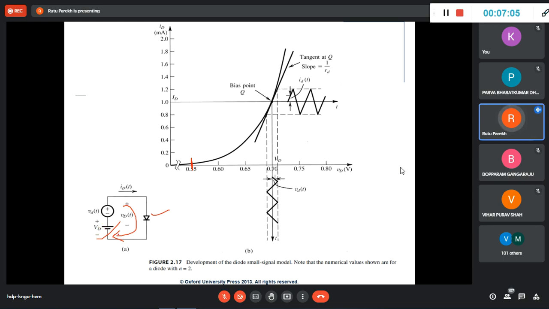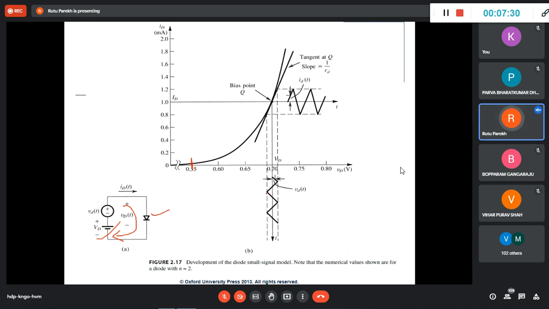It is written VD, right? And that VD is, let's say, 0.7 volt. So this center line you see is VD. It is 0.7 volt. If this is zero, then for that VD some current will flow, this ID. But now this is an AC signal.